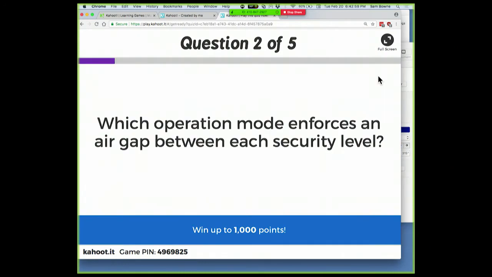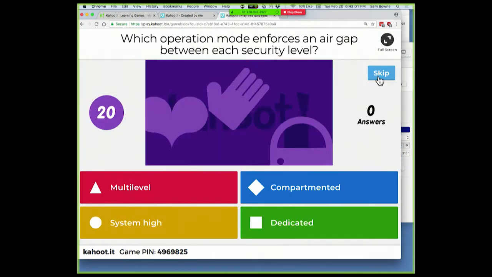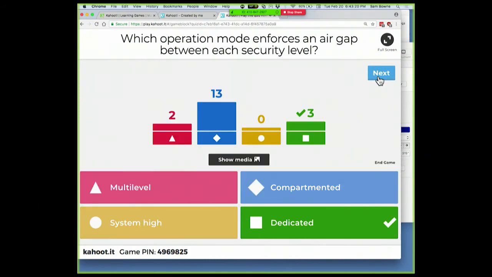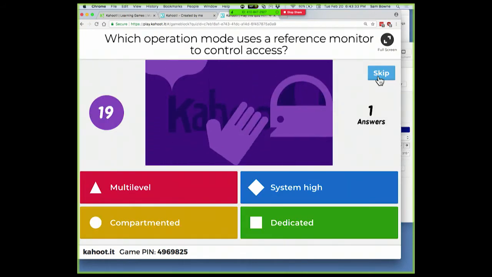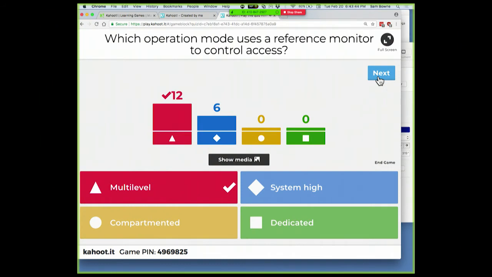All right, so which operation mode enforces an air gap between each security level? That's dedicated system for each thing, not compartmented. You have a separate dedicated system for each level of security. Not a popular answer, but it's correct. So which operation mode uses a reference monitor? That's multi-level. By the way, once you learn these terms, you will see them in Microsoft technical documents for technical support. All the operating systems have components with these names to meet these requirements because they all want to sell to the military. And so they have these components built in, like the trusted computer module and such.